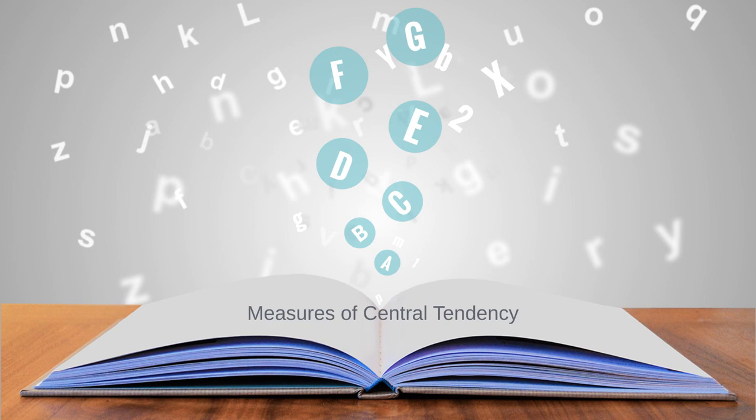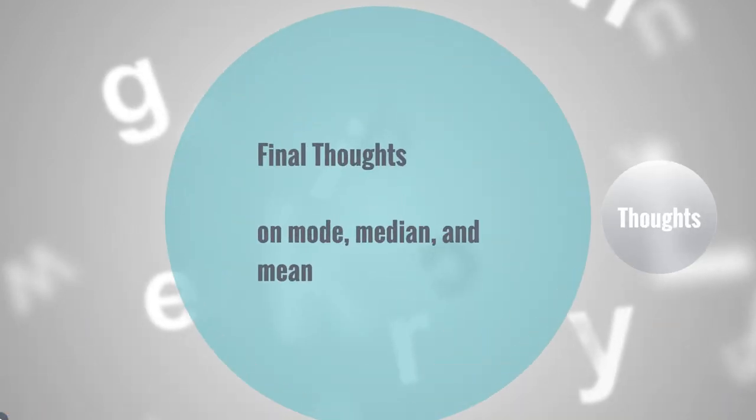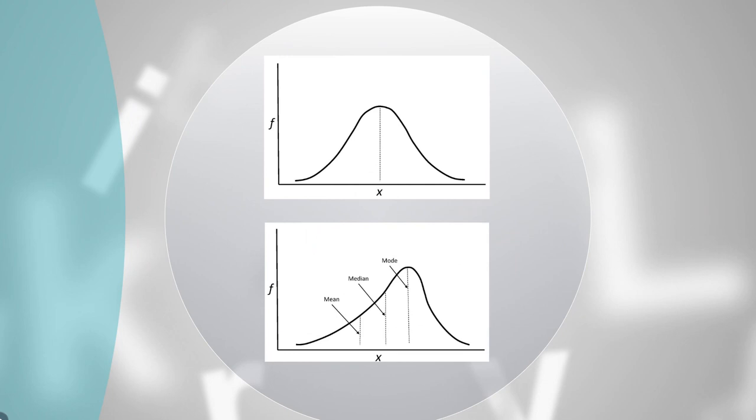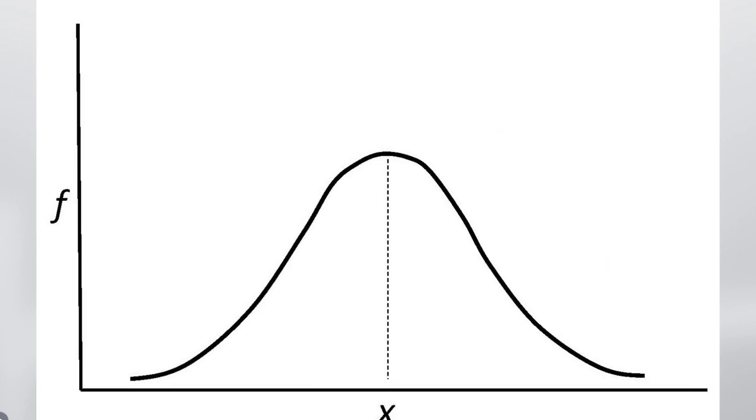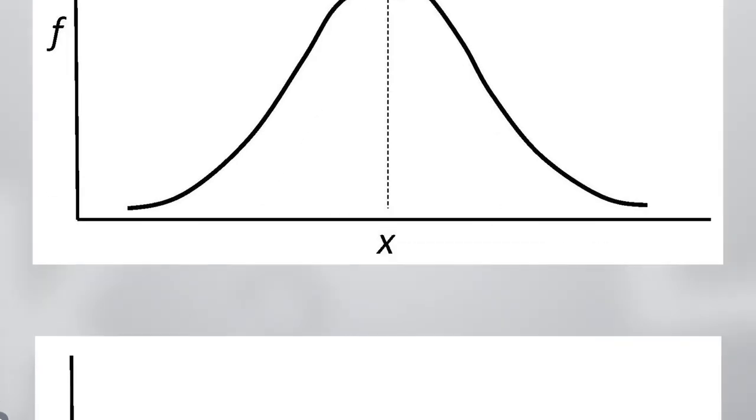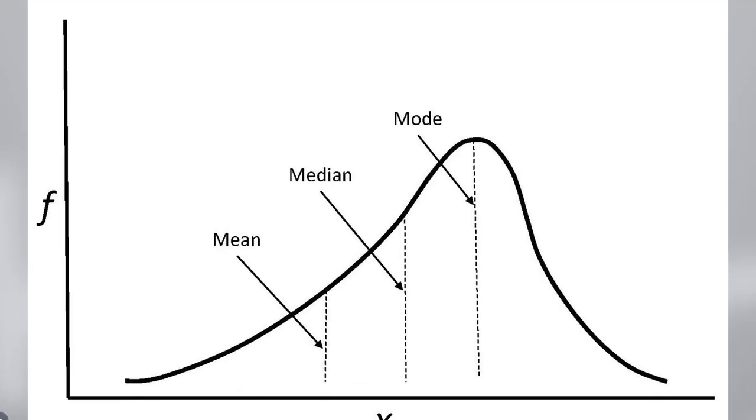Some final thoughts on mean, median, and mode. If a distribution is symmetric, as in the top one, the mode, median, and mean will all be the same value. Conversely, if the mode, median, and mean are not the same number, the distribution has to be skewed.